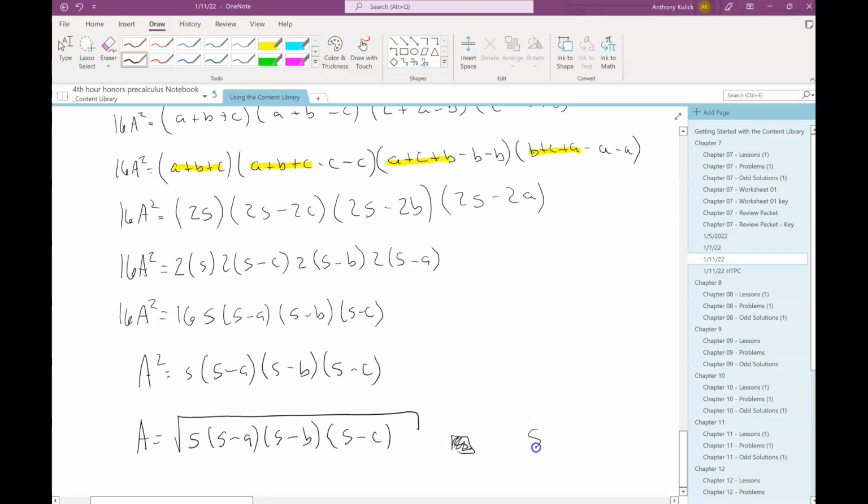Well, that's what S is, right? That's just a shorthand, so we don't have to write all that gobbledygook in there.